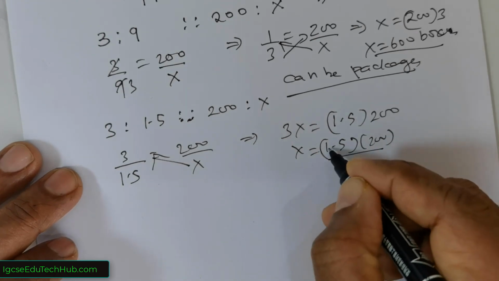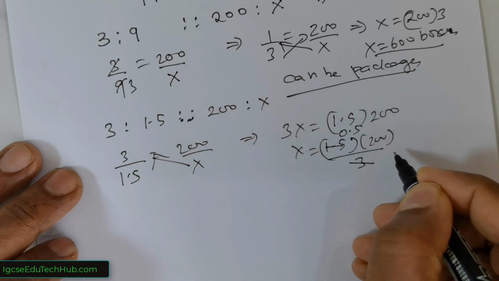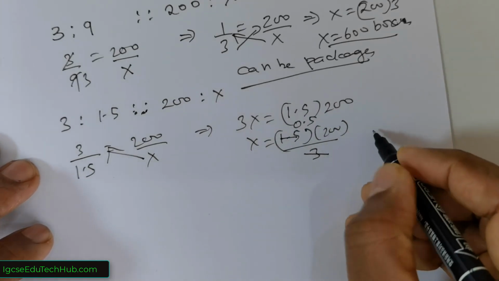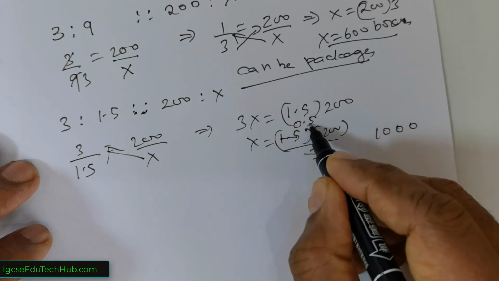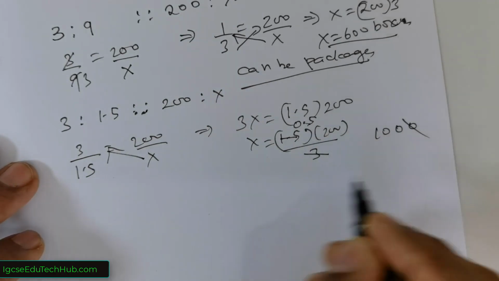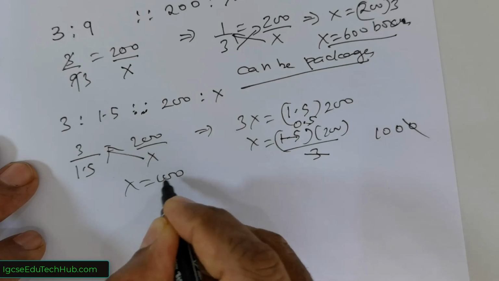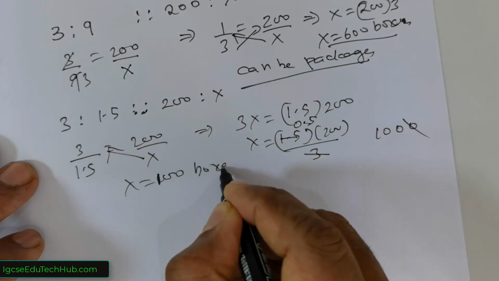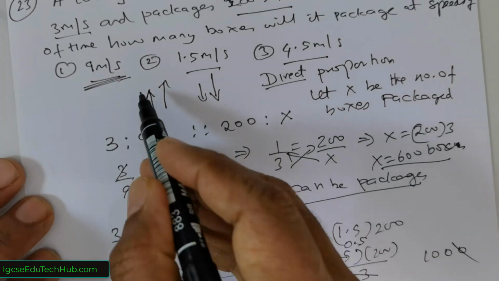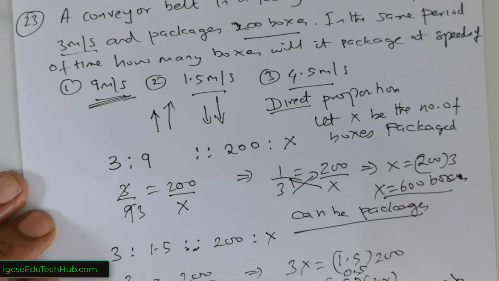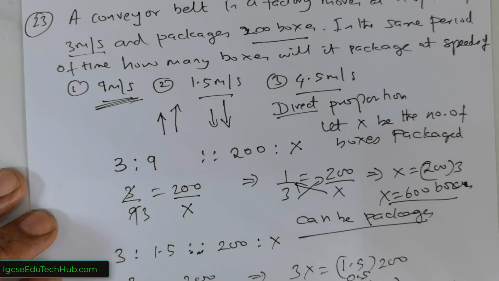Now 3 divides here 0.5 times. So you multiply by 2. 2 5s are 10 and you have 2 zeros. Now after a decimal you have 1 digit. So x is equal to 100 boxes. So that's the second solution for this question if the conveyor belt is moving at 1.5.